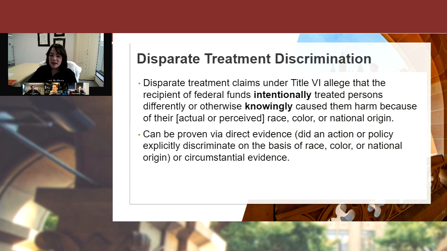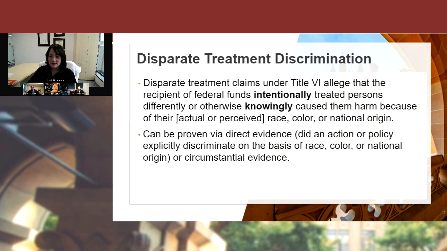So when we're talking about Title VI discrimination, there are various types of discrimination that we can see here. The first one we're going to talk about is disparate treatment. Disparate treatment is the intentional or knowing discrimination that one typically thinks of whenever we're talking about discrimination. So this is the recipient of the federal funds, the school, treating persons differently or otherwise knowingly causing them harm because of those protected characteristics that Scott discussed.